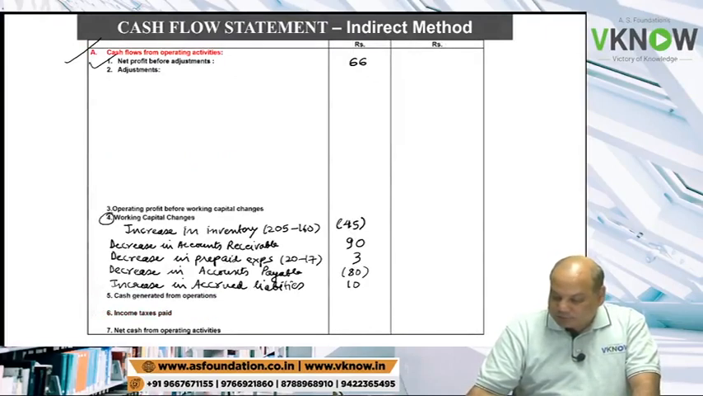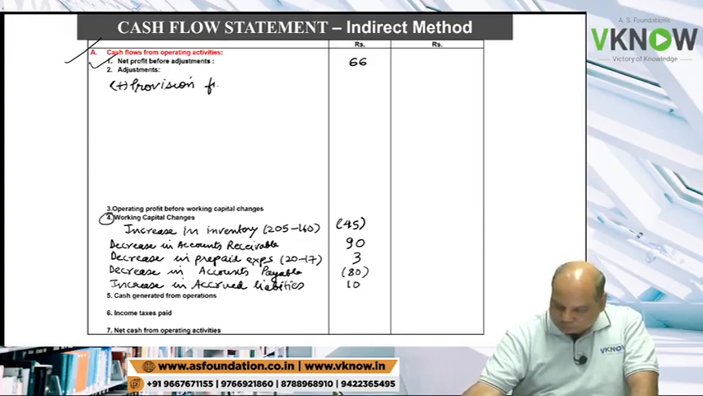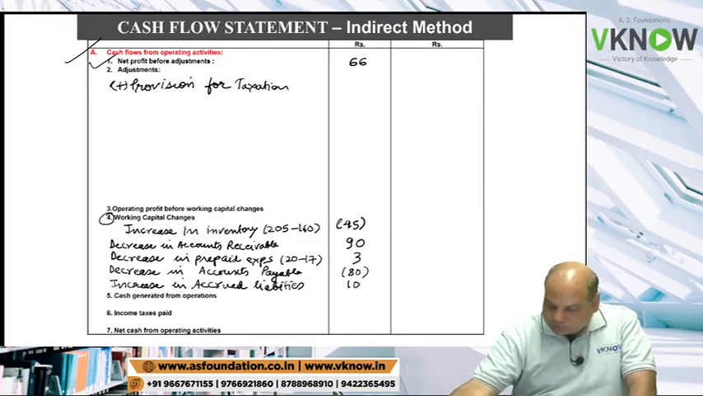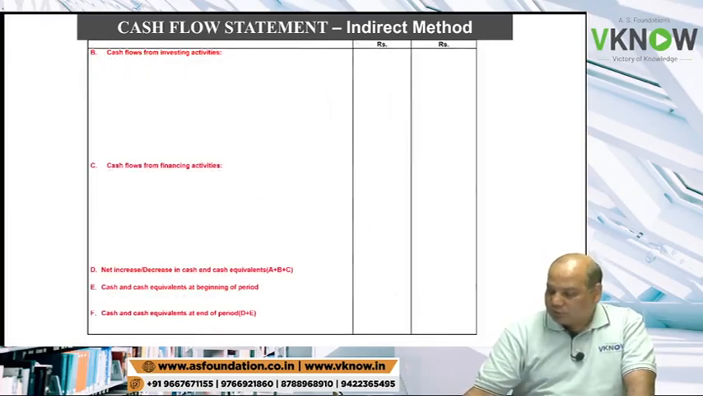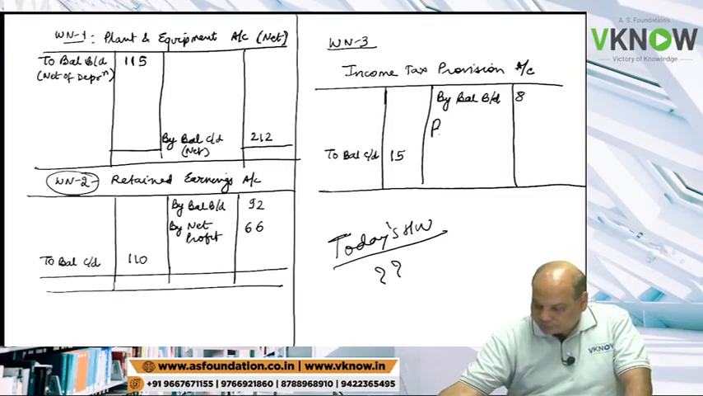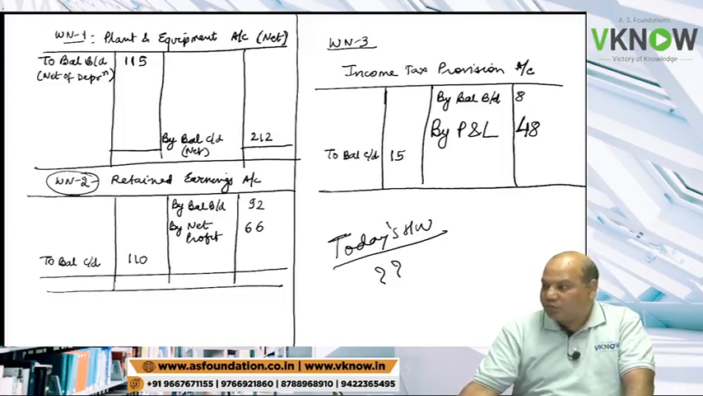I will add back in adjustment: add provision for taxation. This is provision for taxation because it is in P&L account, 48. Then we'll go to working note 3, credit side, by P&L account 48. Contra effect. The entry is P&L account debit to income tax provision account.